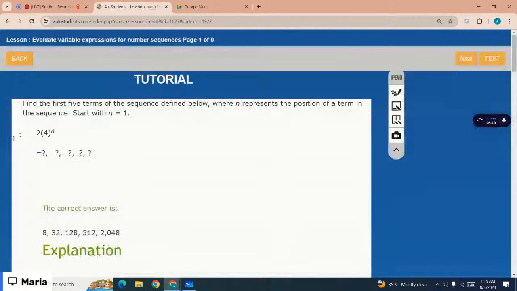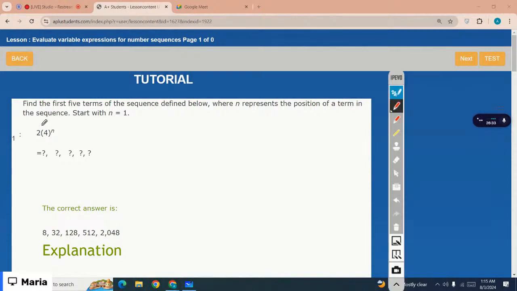So now we know about the number sequences, right? Now we are going to learn how to evaluate the variable expressions. If you are given the variable expression, how do you find the number sequence? Let's start with the first example. Here you are given the variable expression 2 times 4 exponent n. You have to find the first 5 terms in the sequence. You are given the variable expression, need to find the number sequence, right? So how do we find it?